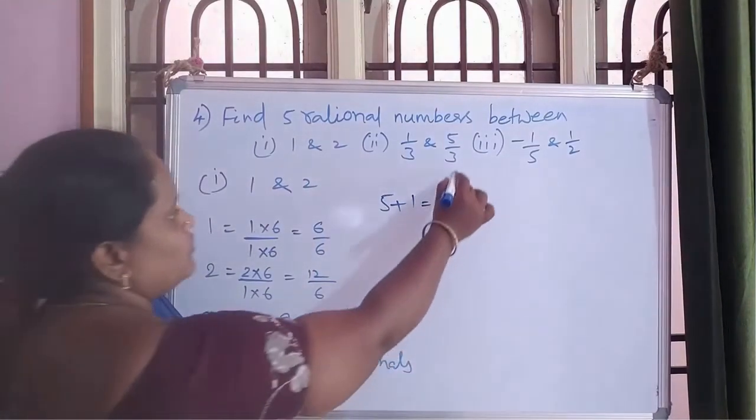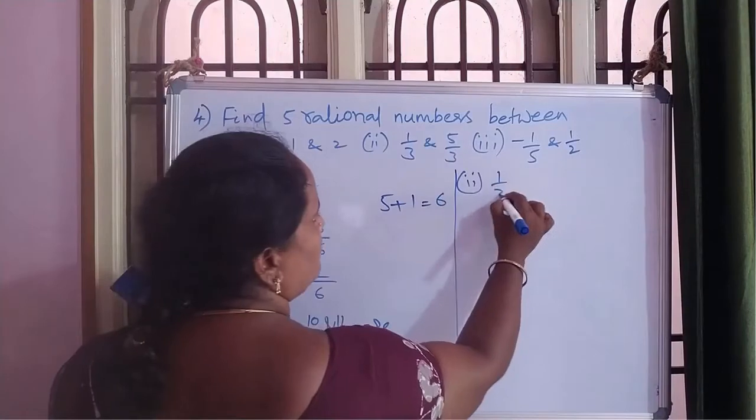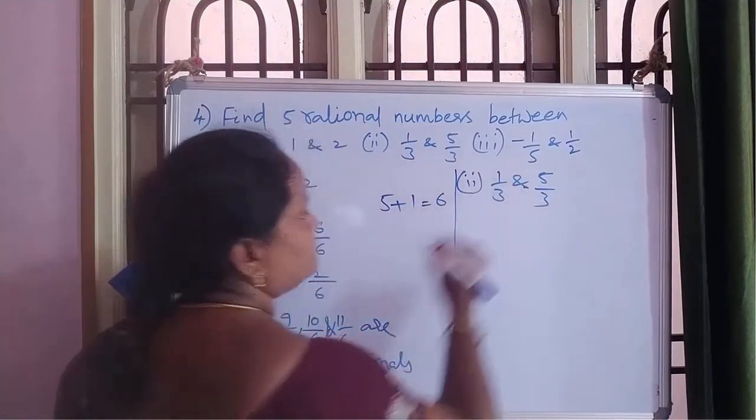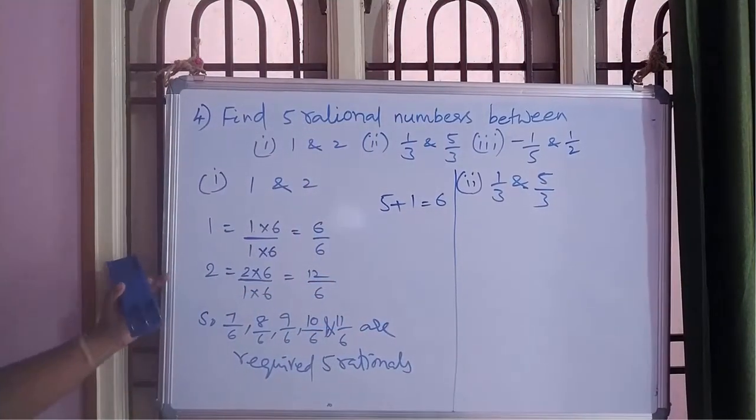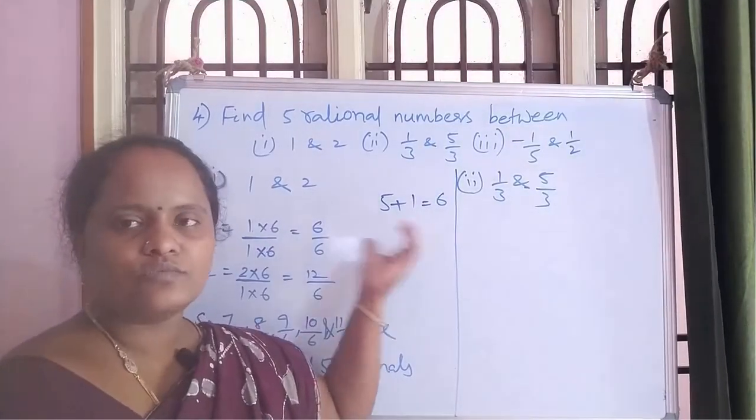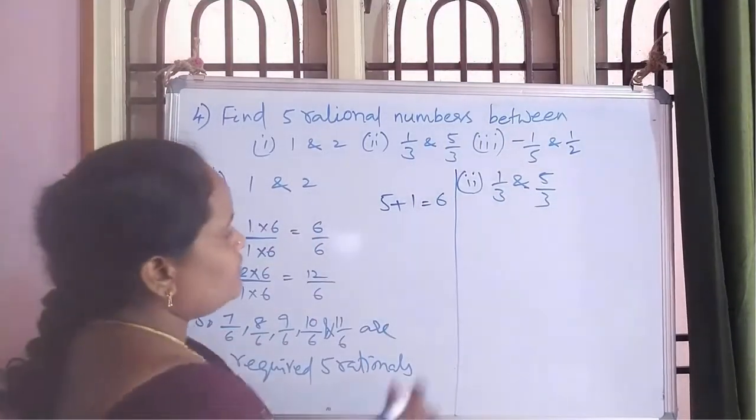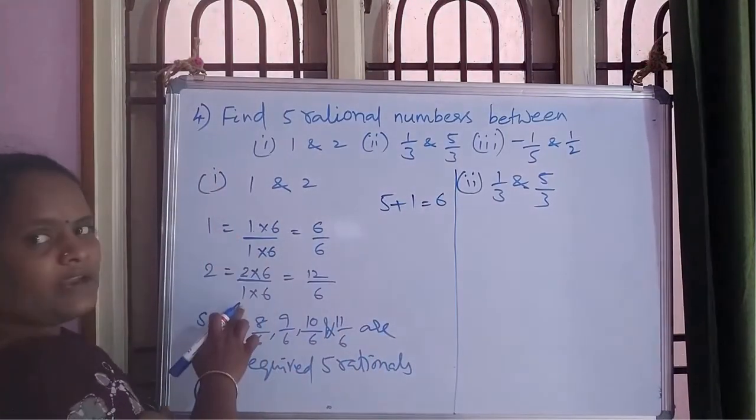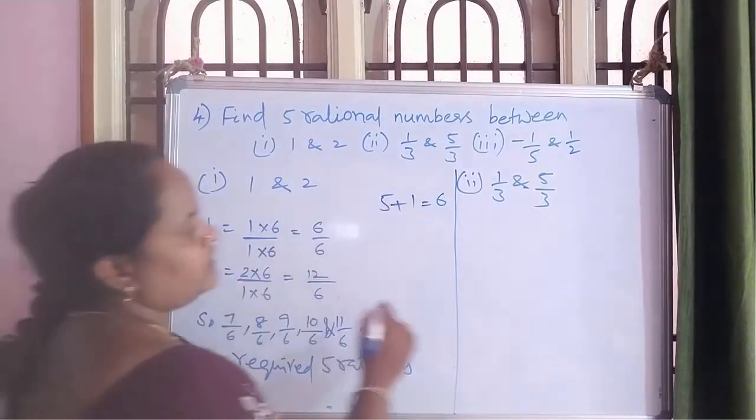Let us move on to the second one, 1 by 3 and 5 by 3. If the same denominator is there, we use the same technique as we used in the previous one. So here also both of them have the same denominator. Like this it can also be done.